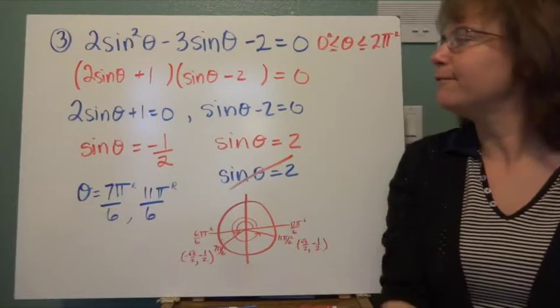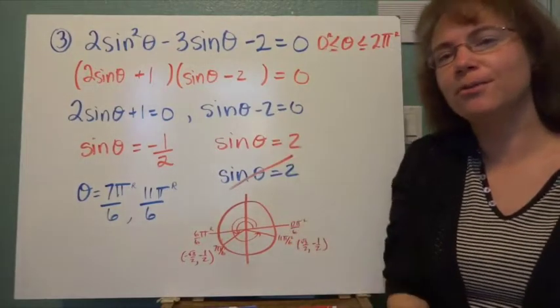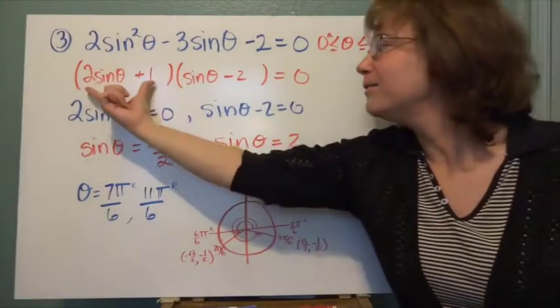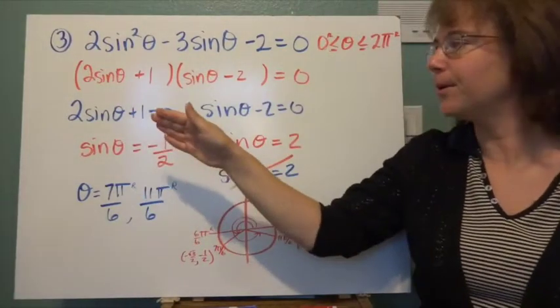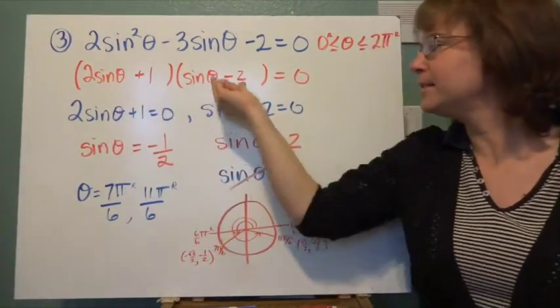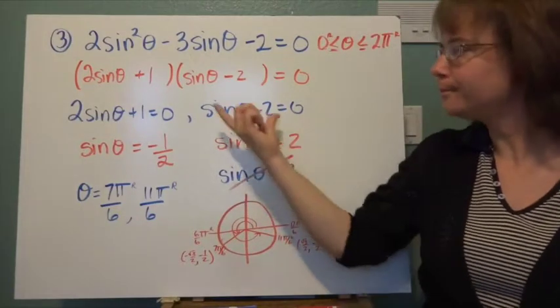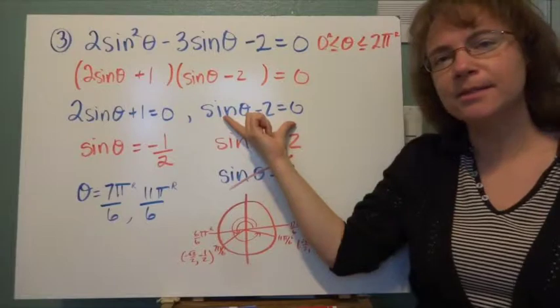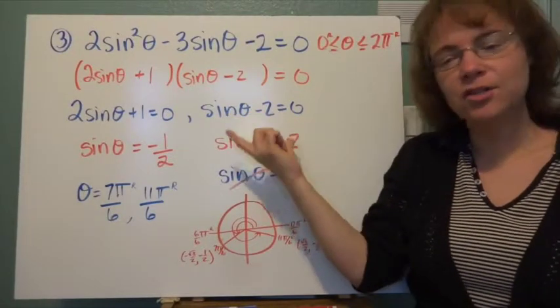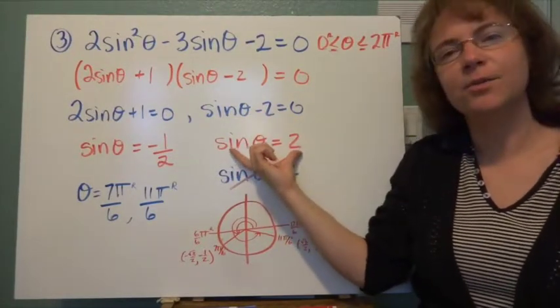Now the reason I do that factoring is because now I can use the zero product property. I know if this is 0, the whole thing is 0. If this is 0, the whole thing is 0. So I can set each of these equal to 0 and solve. So let's look at this one over here. Sine of theta minus 2 equals 0. So add 2 to both sides, and I have sine of theta equals 2.